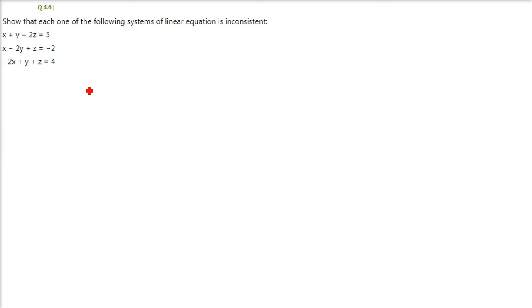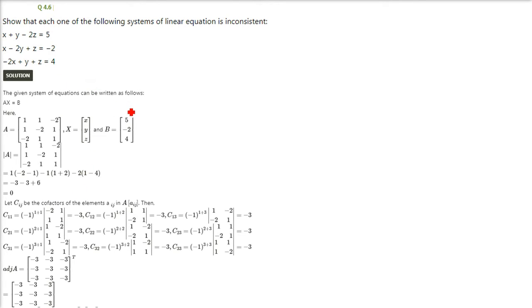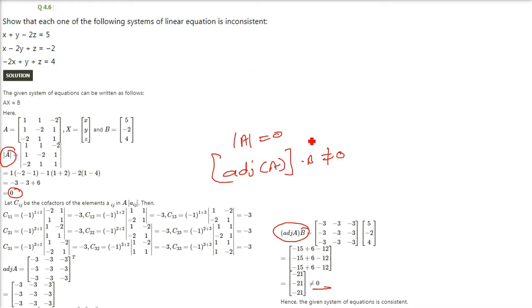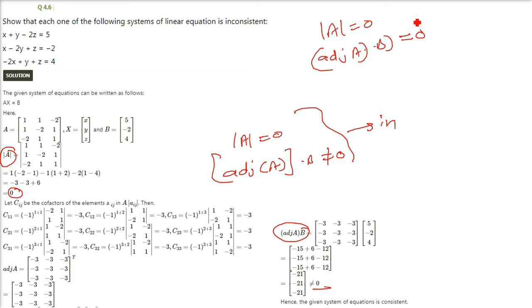So inconsistency you know now. Same way you have to go ahead with this. Please remember, determinant of A 0, adjoint A into B not equal to 0, that means the system of linear equations is inconsistent. Determinant of A 0, adjoint of A multiplied by B equals 0, that means the system of equations is consistent with infinitely many solutions.